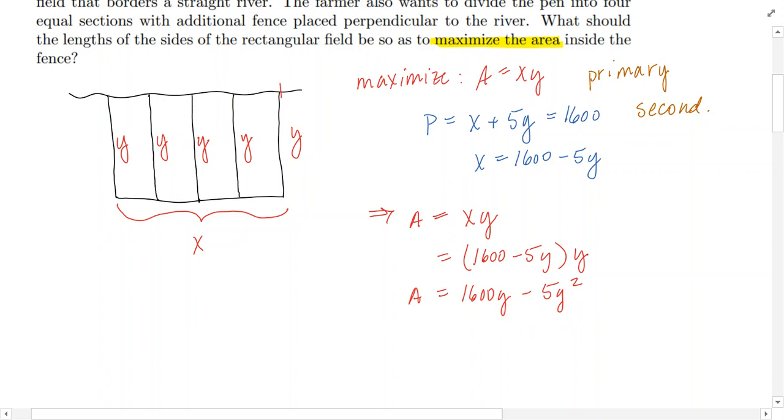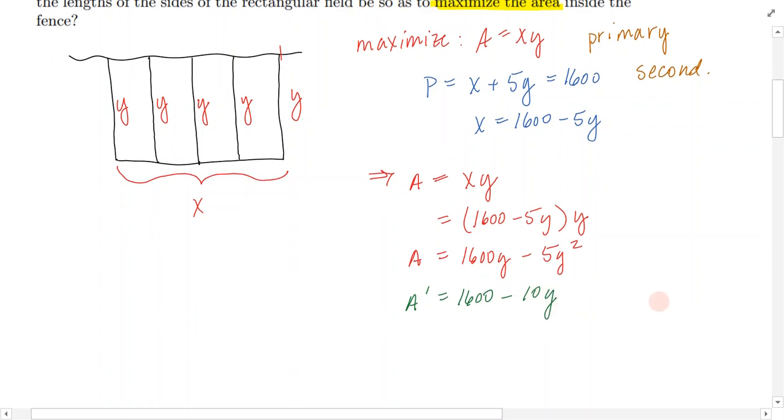Now, we know from the first derivative test that if I want to take a function and find out where that function has a max or a min, I would need to take the derivative of that function. So from here, we're going to take the derivative of A. So A prime looks like the derivative of 1600y, which would be 1600 minus 10y. And that is the derivative of A.